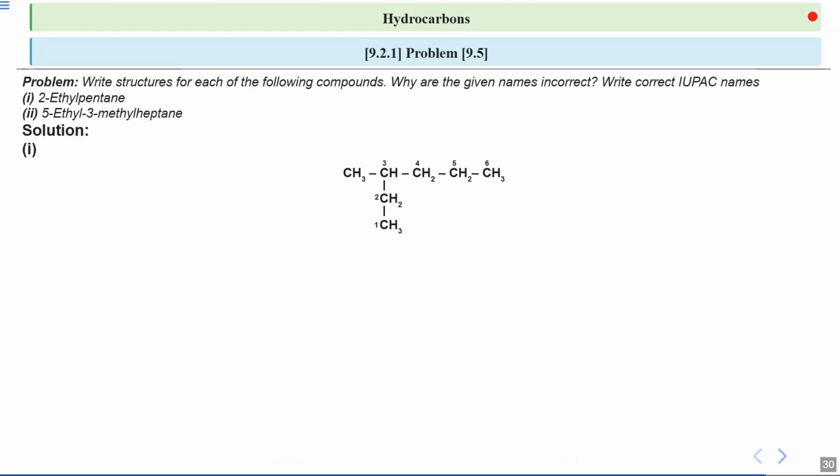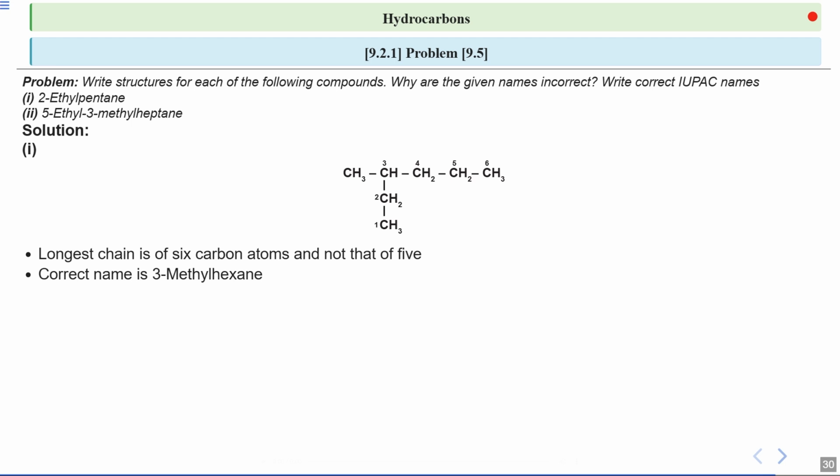Now you see that this is the possible structure which is given according to the name, but it is not a correct name. Why? Here, the longest carbon chain that is possible is 6-membered. And there we have written it as pentane, which is 5-membered. Therefore, the given name is incorrect. So, the longest chain is of 6 carbon atoms and not that of 5.